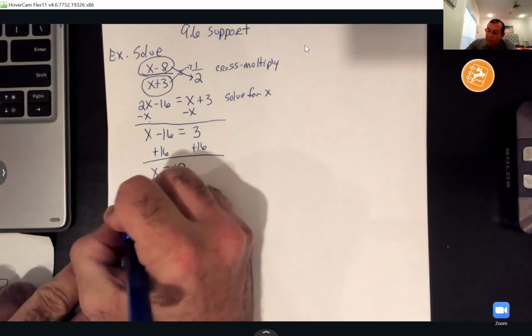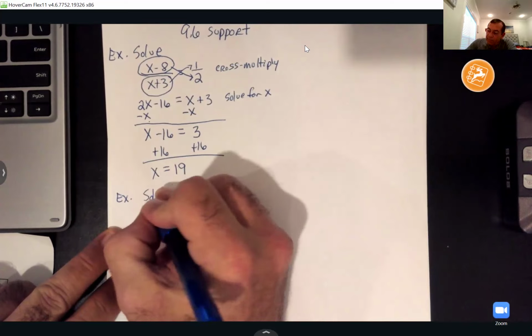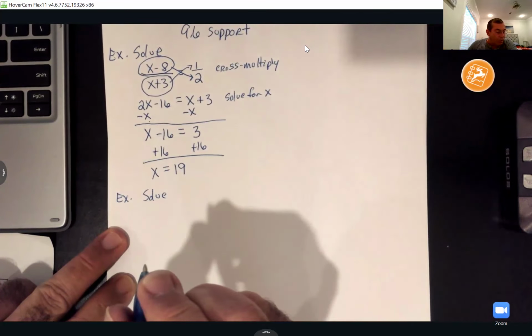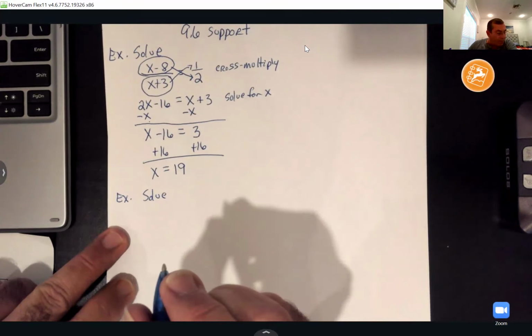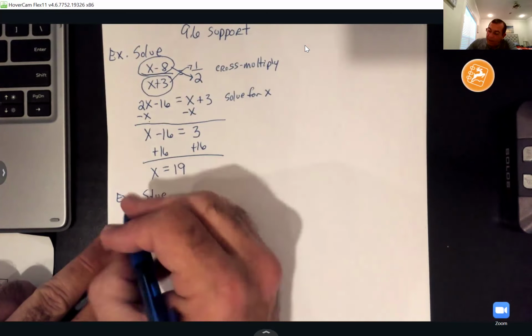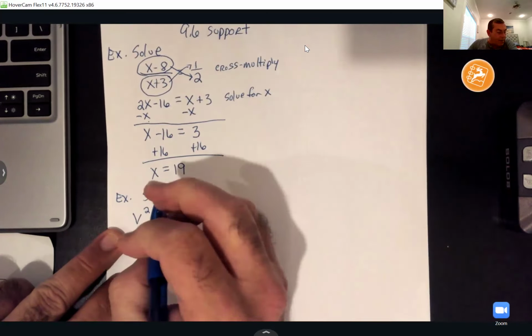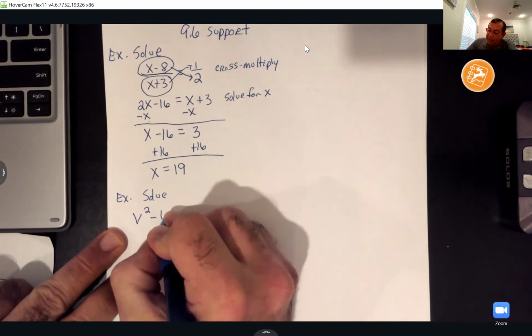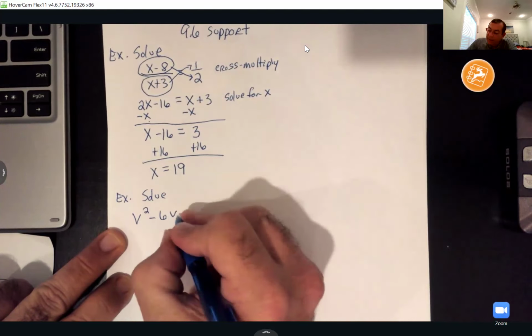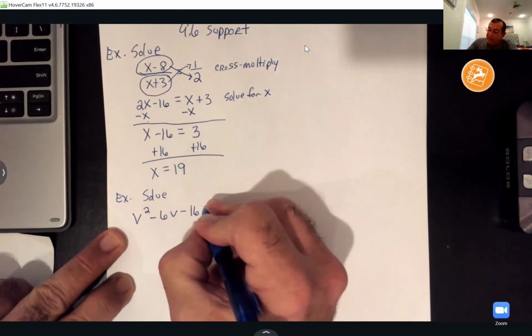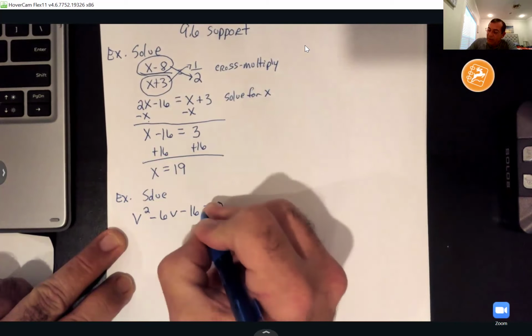Now, for number 4, number 4 says solve. They're giving me v squared minus 6v minus 16 equals 0.